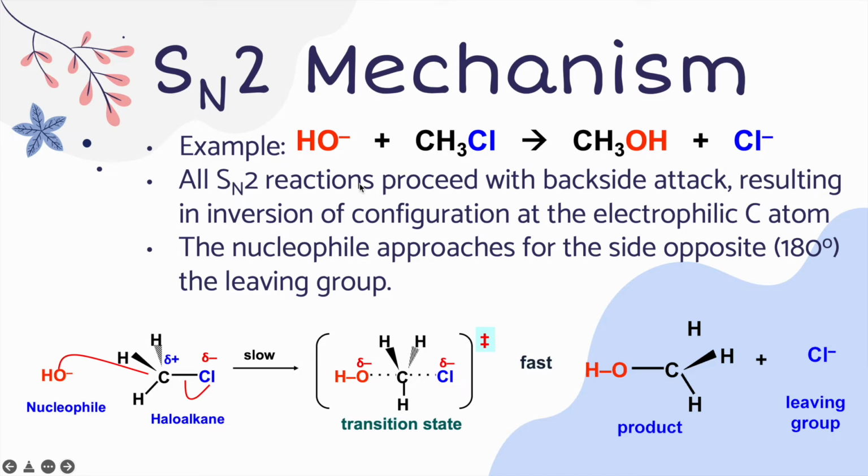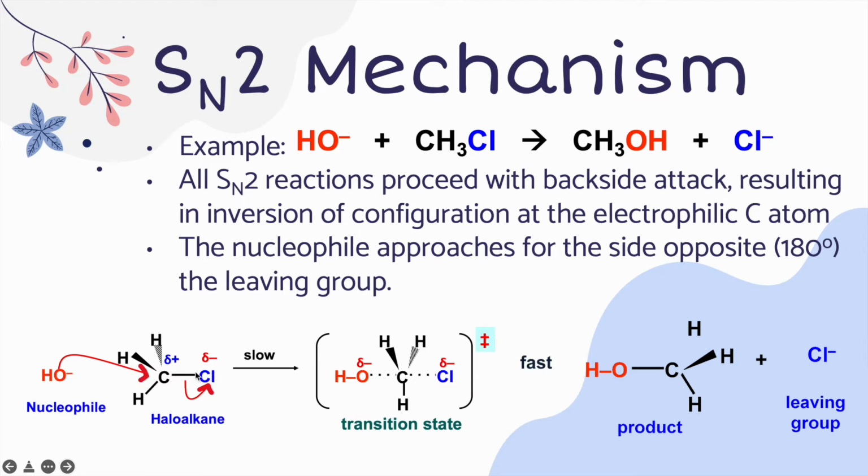All SN2 reactions proceed with backside attack. This is what I mean by backside attack. The nucleophile attacks the carbon that is delta plus, the carbon that is attached to the halogen atom. It attacks from the back.